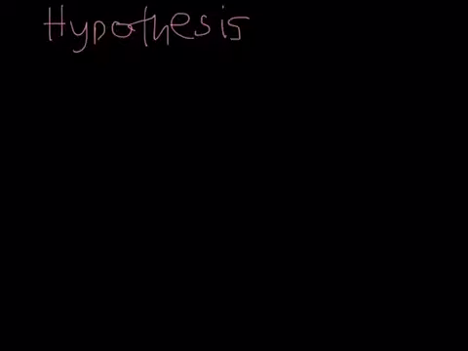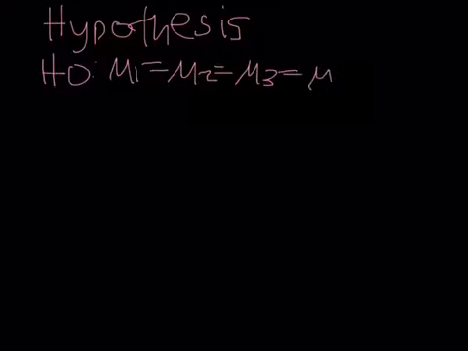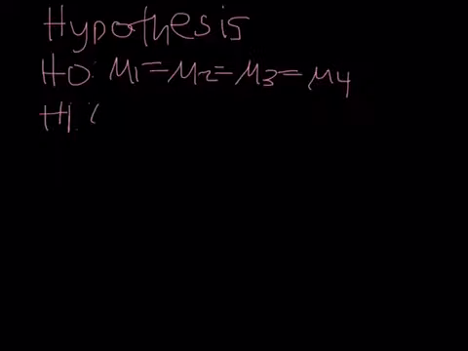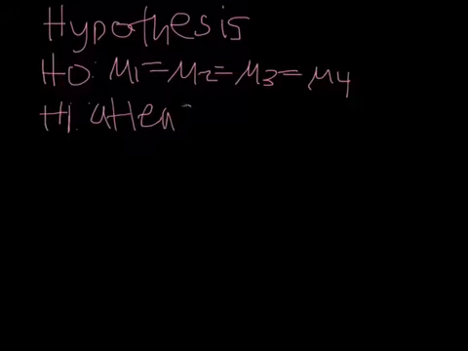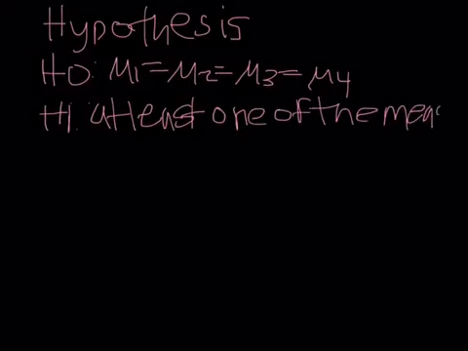And your H naught would be that mu1 is equal to mu2, which is equal to mu3, which is equal to mu4. And your H1 would be at least one of the means differs from the others.